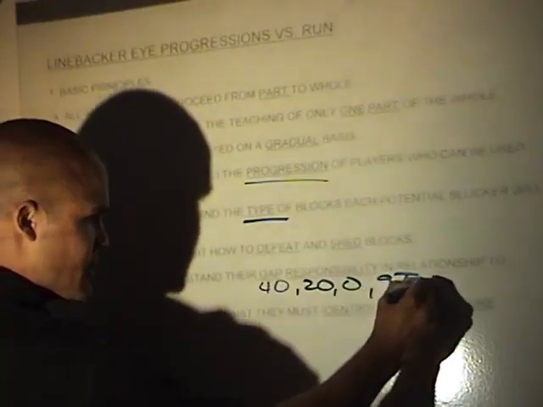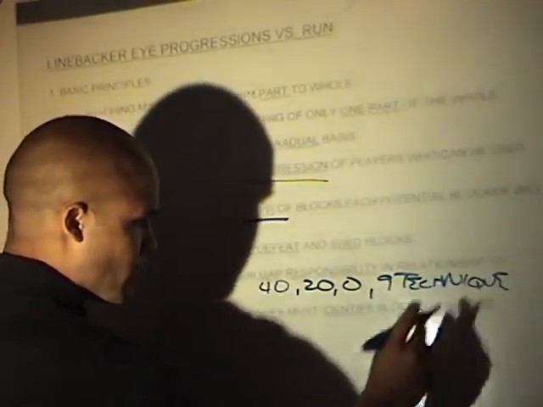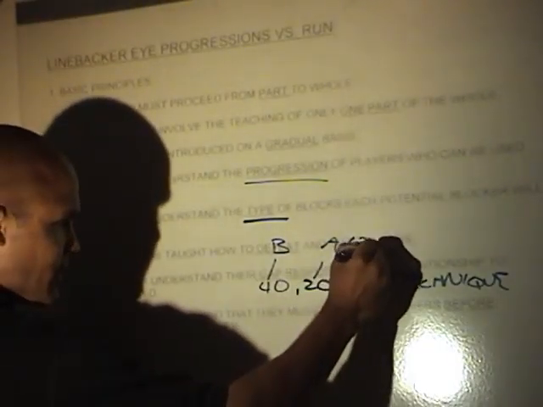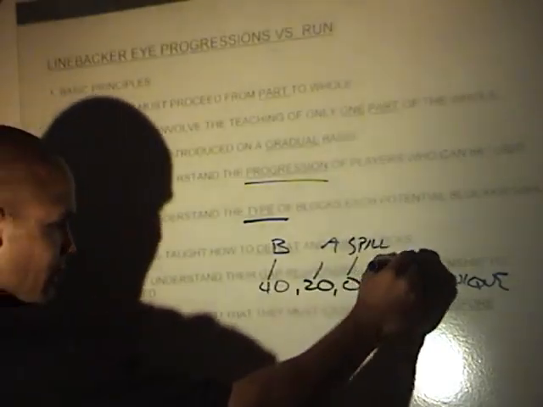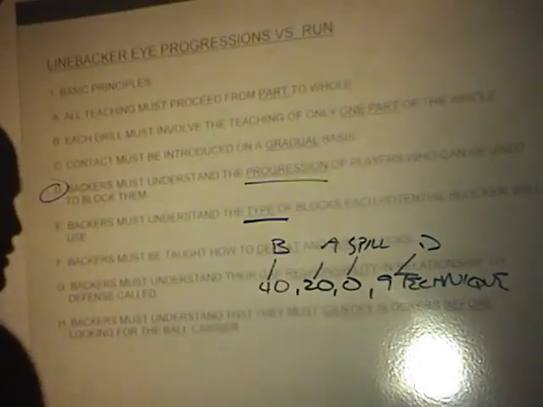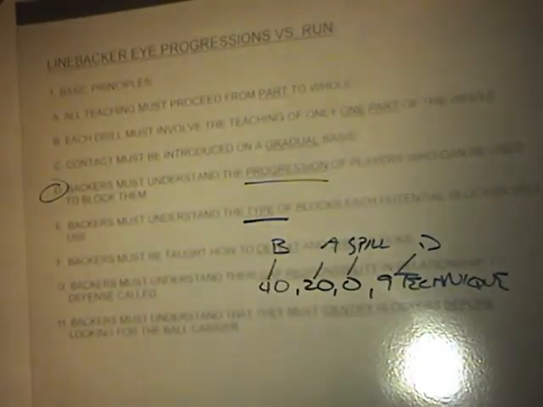The way that we declare your technique, whether it's a 40 technique, or whether it's a 20 technique, or a 0 technique, or the last technique we'll talk about is a 9 technique. Right. These numbers correlate with the gap, your gap responsibility. A 40 technique will be a B-gap player. A 20 technique will be an A-gap player. A 0 technique will be an 8-man spacing spill player. A 9 technique, okay, will be a D-gap player. And so we'll talk about all those and how they correspond to your gap or responsibility.